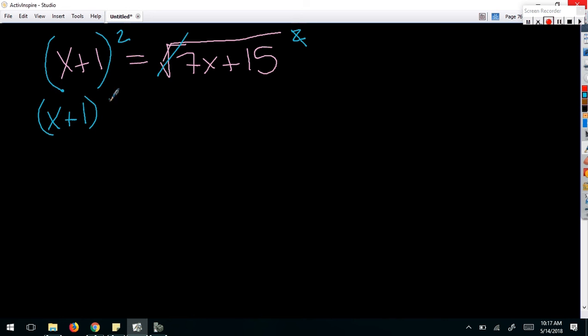You can't distribute because of the plus in the middle. This becomes a FOIL problem. How did you get that 2? The 2 means write it twice. See the pink? This was a square root, which means there's an imaginary 2. I have to get rid of it, so to get rid of it, I raise it to the second power.